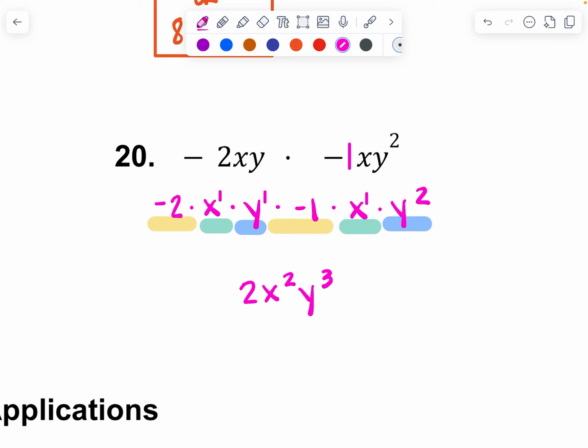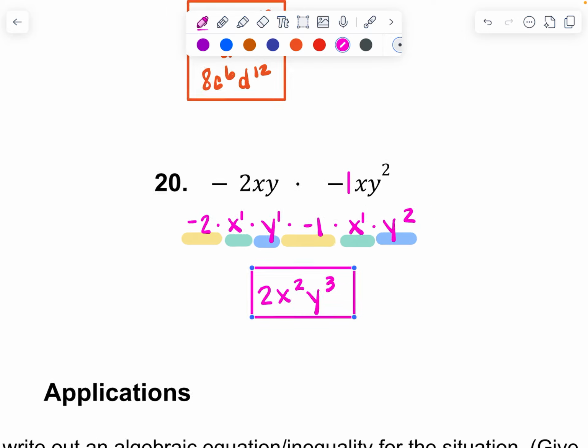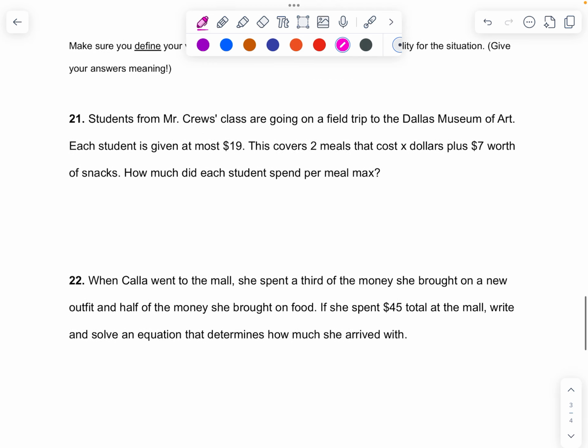Right? And we're adding the exponents to figure out how many total y's we have in that multiplication chain, right? And that is our final answer, right? So simplify means get rid of the parentheses and merge all your like bases together, but you just got to know your rules, okay?